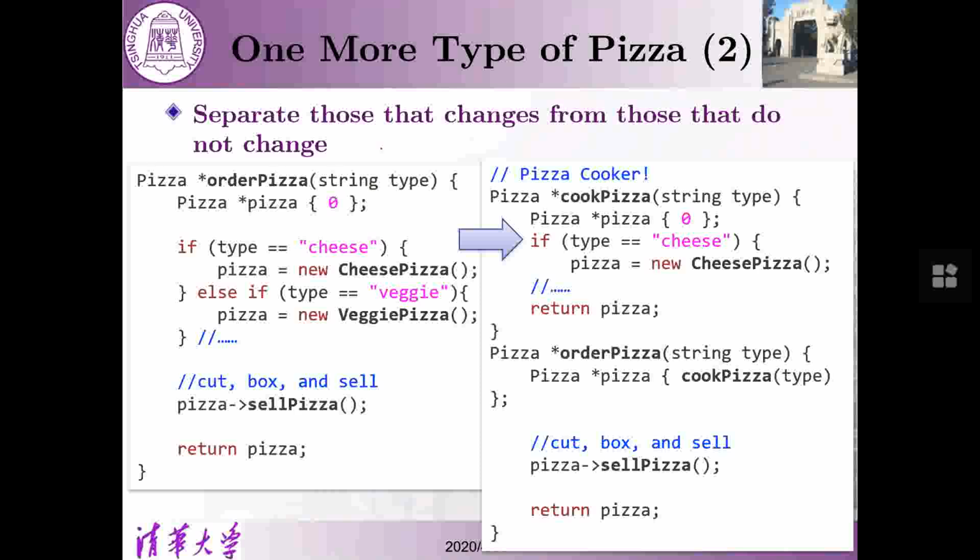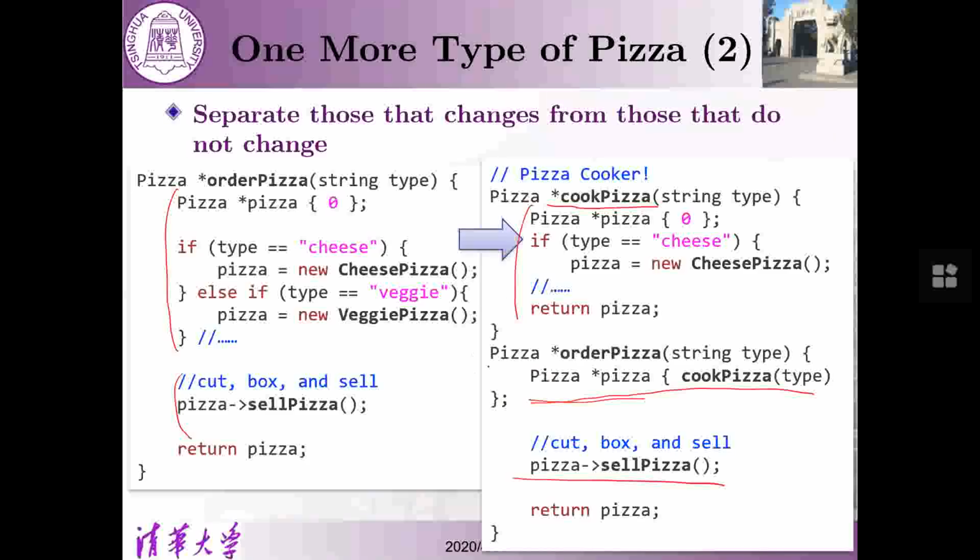So we can first separate those two, this part and this part, into one function named cook pizza. So this cook pizza is to make the pizza, and another part is order pizza. So this is order pizza. I think this is okay. First we cook pizza, then we sell pizza, right?